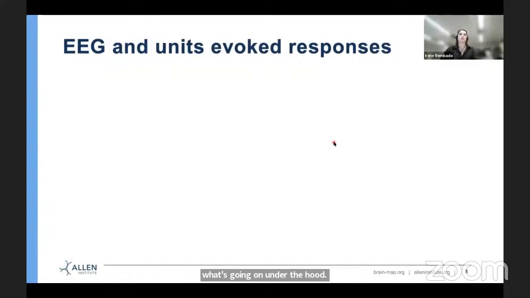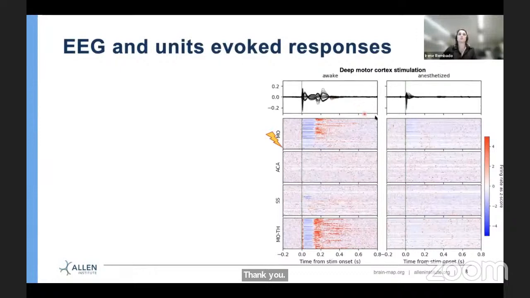Thank you, Leslie. So in this plot, you can see the EEG responses on top and the unit responses on the bottom expressed in Z-score firing rate for different areas such as motor cortex, anterior cingulate, somatosensory cortex, and motor thalamic regions. In this particular example, we stimulated the deep layers of the motor cortex. And following the external electrical stimulation, what we observe is a very short initial activation, which is not really visible in the first few milliseconds, followed by a profound silence of 150, 180 milliseconds, and then a rebound response in the motor cortex where we stimulate and the motor thalamus.